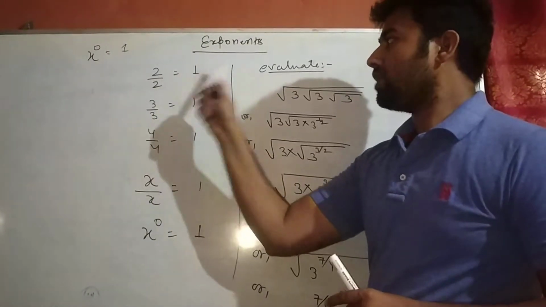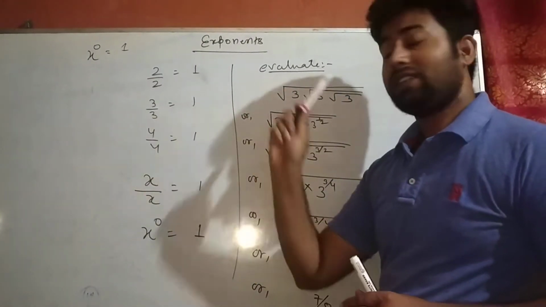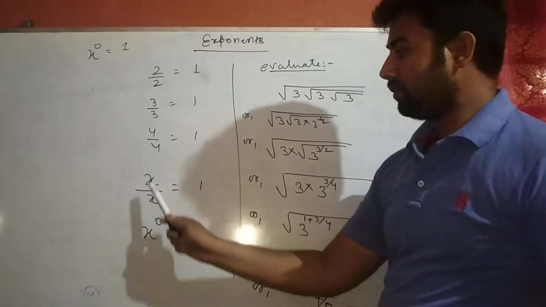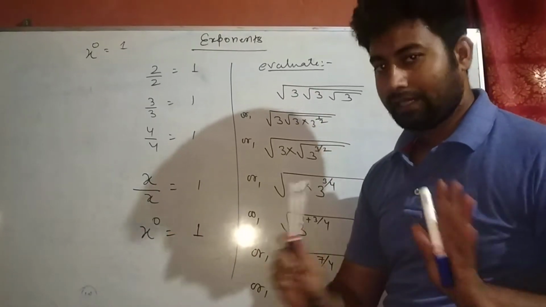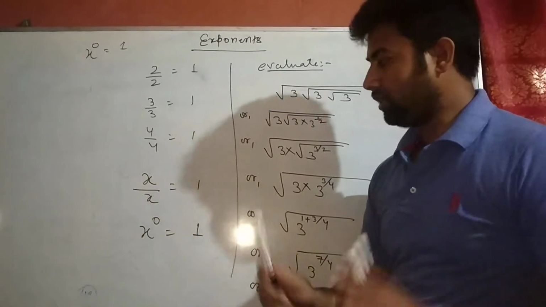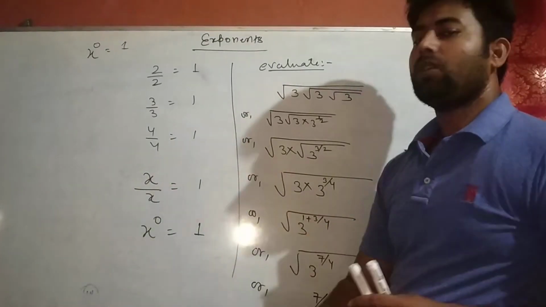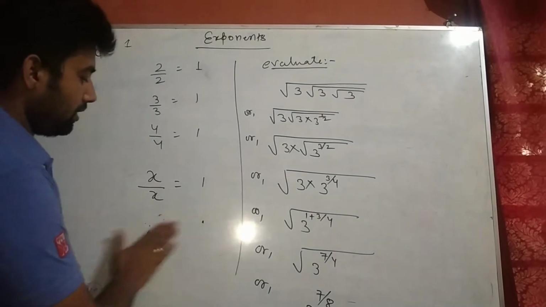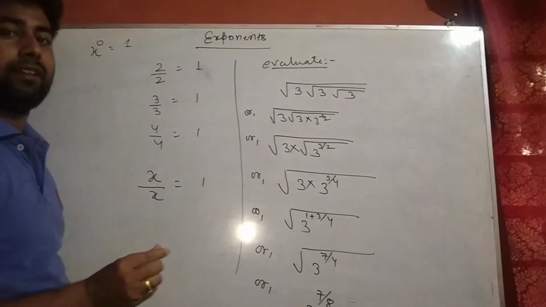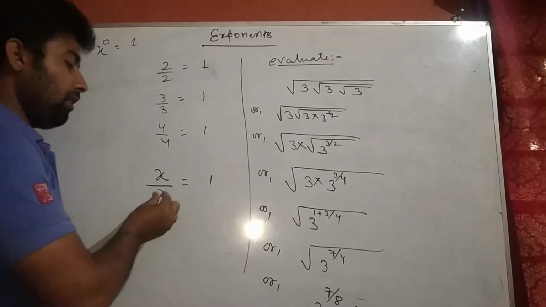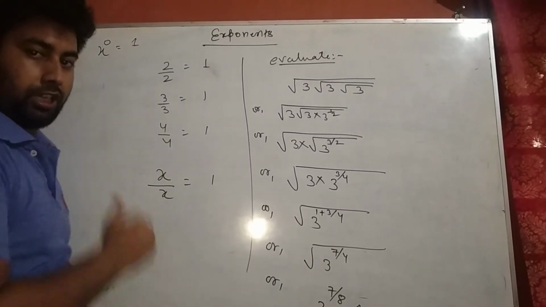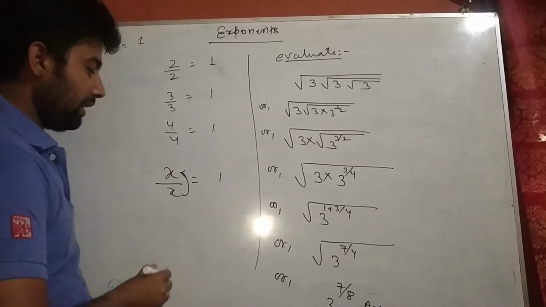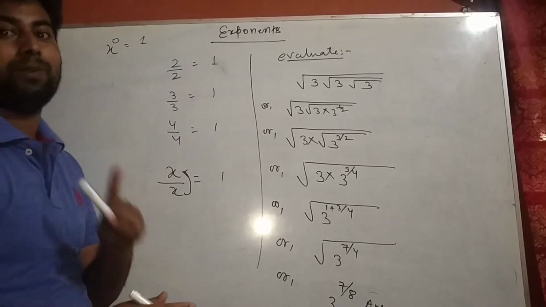Students, can we write 2 by 2 as 1, 3 by 3 is equal to 1, 4 by 4 is equal to 1? Similarly, can we say that x by x equals 1? Yes. Is it clear or not? If x by x equals 1, remember one thing: if any term in an exponent shifts from denominator to numerator, from down to up, its power sign will be changed.